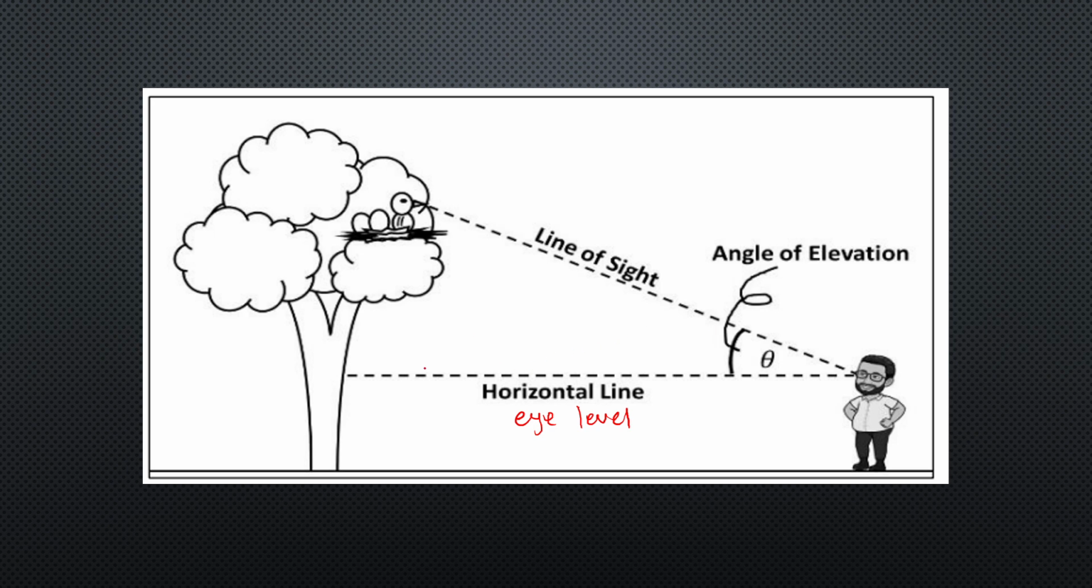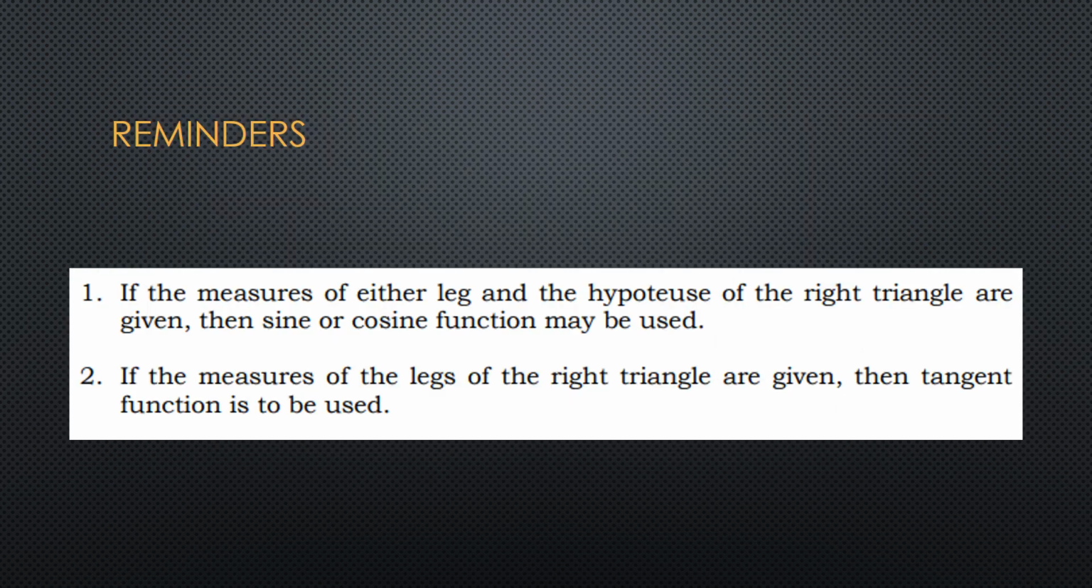In this case, we now create a figure that is of a right triangle. And with that, we can then apply the concept of the six trigonometric ratios, SOHCAHTOA and CHOSHAHCAHO. You may also consider the following reminders in determining the function to use. If the measures of a leg and the hypotenuse of the right triangle are given, then the sine or cosine function may be used. If the measures of the legs of the right triangle are given, then the tangent function is to be used. Okay? Again, these are like the options. But you may also use the secondary ones, the CHOSHAHCAHO.